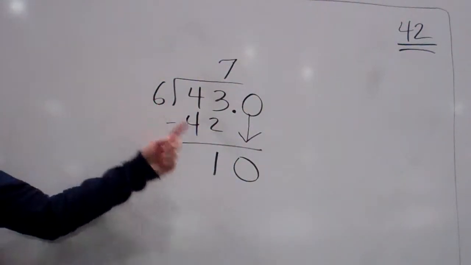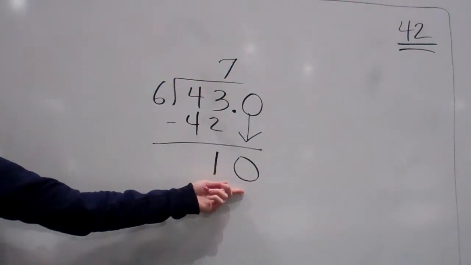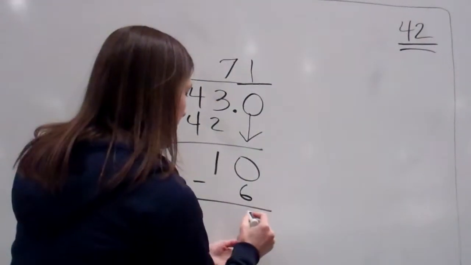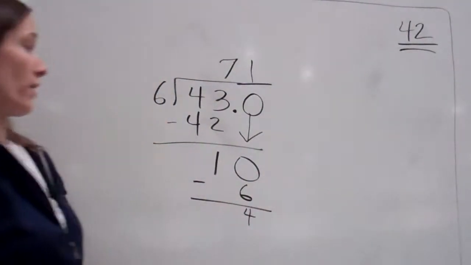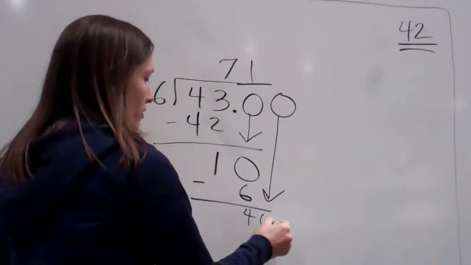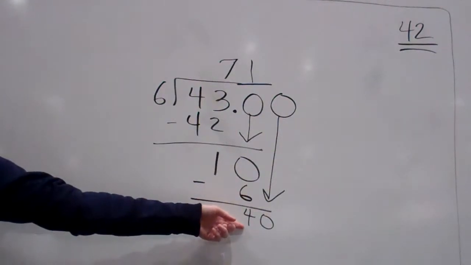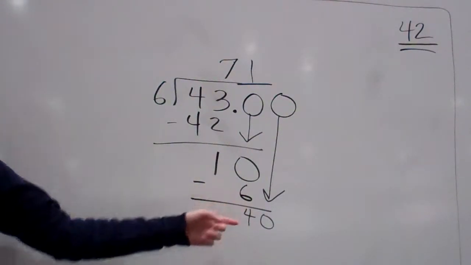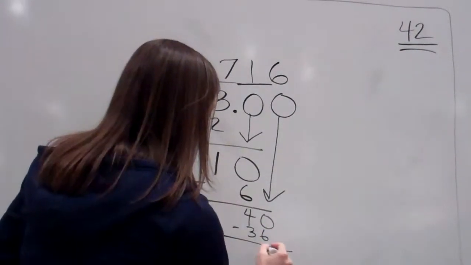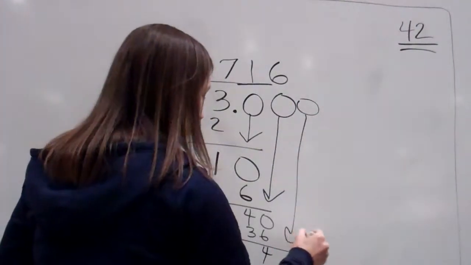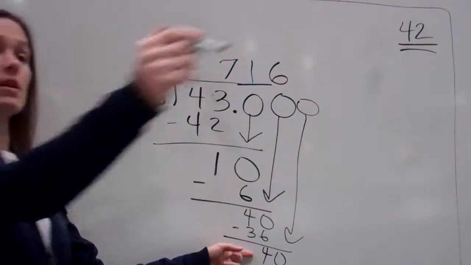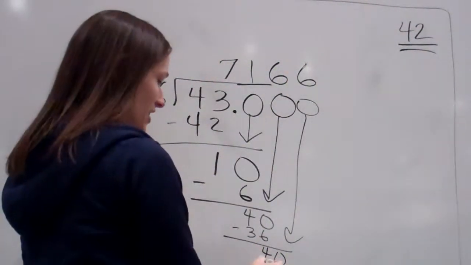Now, 6 will go into 10 how many times? Once. Okay? 1 times 6 is 6. And I end up getting 4. Okay? Again, I'm going to add a 0. Bring it down. 6 goes into 40 6 times. 6 times 6 is 36. 4, add a 0, bring it down. What do you notice? 6 goes into 40 6 times. 6 times 6 is 36.